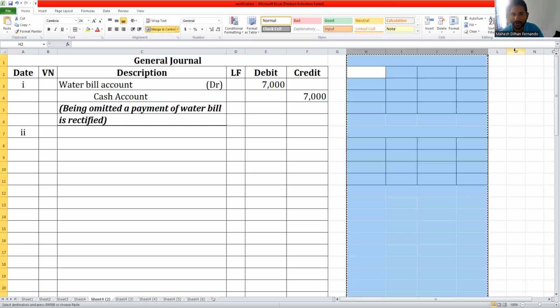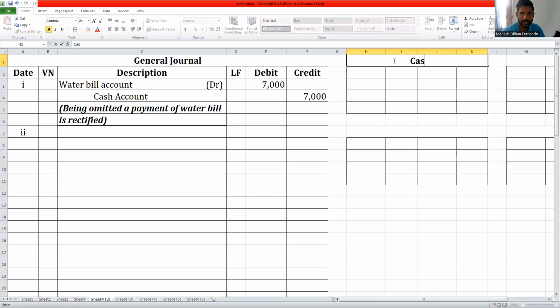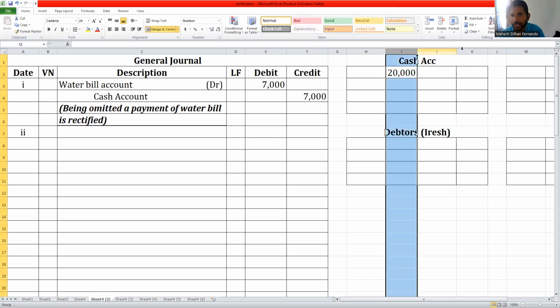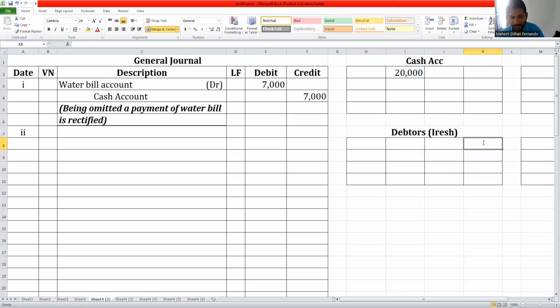So let's see what we have done. Cash account, and Iresh or debtors account. The correct collection is 26,000. It is recorded in the books as 20,000. Cash debit 20,000, Iresh credit 20,000. Debit and credit values are the same, but the actual value is different. What should we do now? Cash debit 6,000, Iresh credit 6,000.